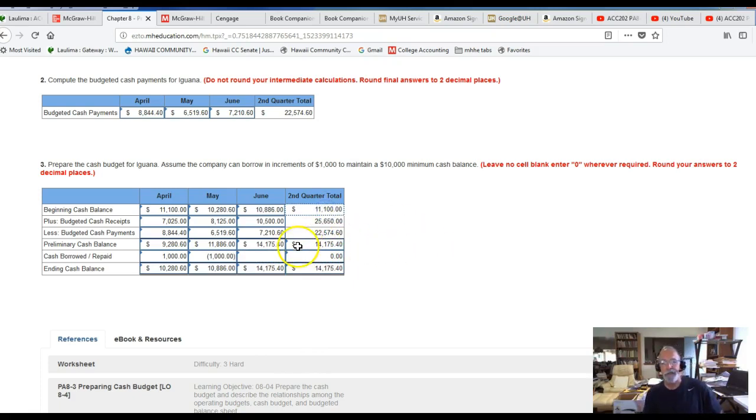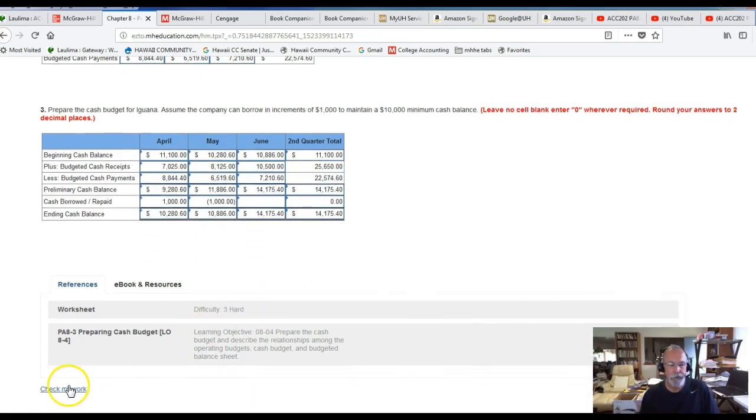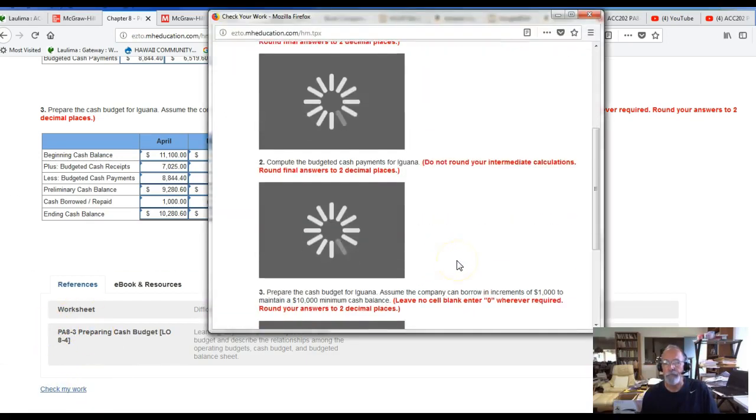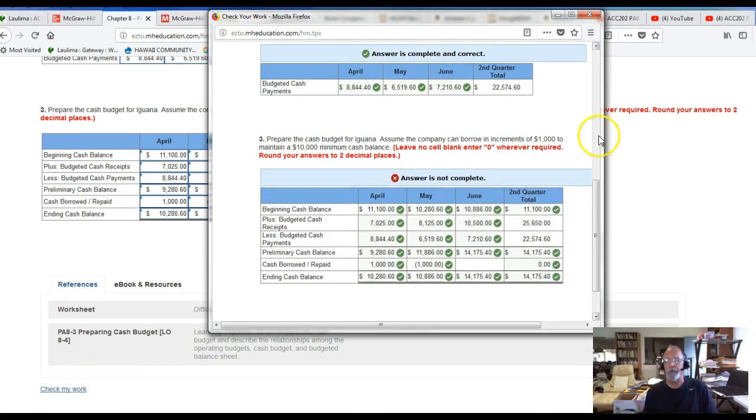Our summary is a little tricky. This is the second quarter total, so we actually start with our April 1st balance. Then we add in the 3 months worth of receipts. We subtract out the 3 months worth of payments. We calculate the preliminary balance by adding down, and that becomes our final balance at the end of the second quarter, which is the same balance as at the end of June, the last month of the quarter. And so finally, when we check that, we can see that we're okay.